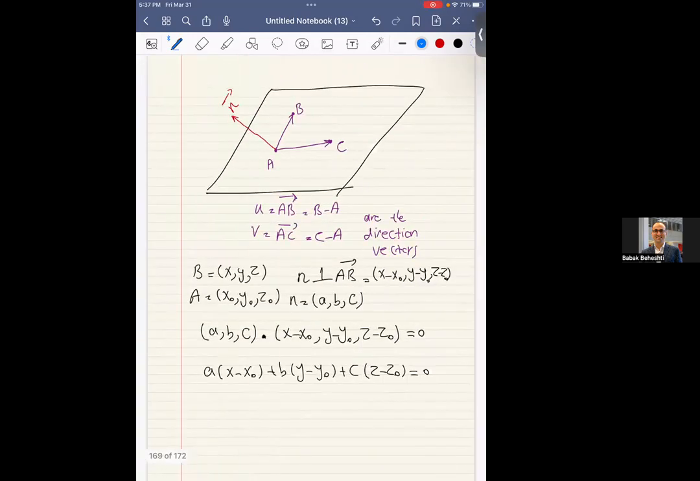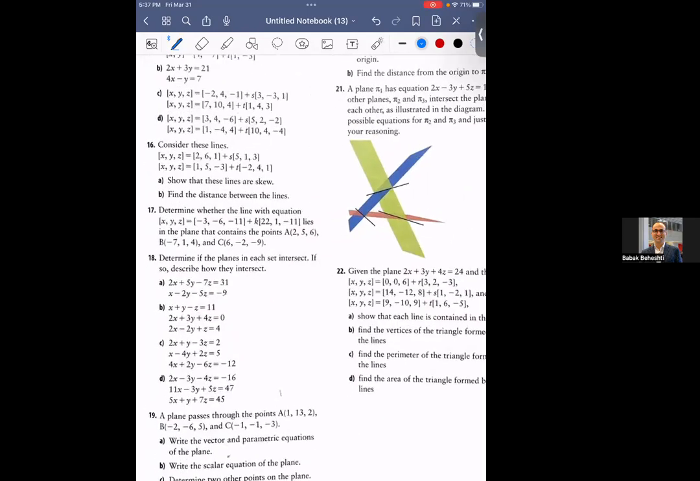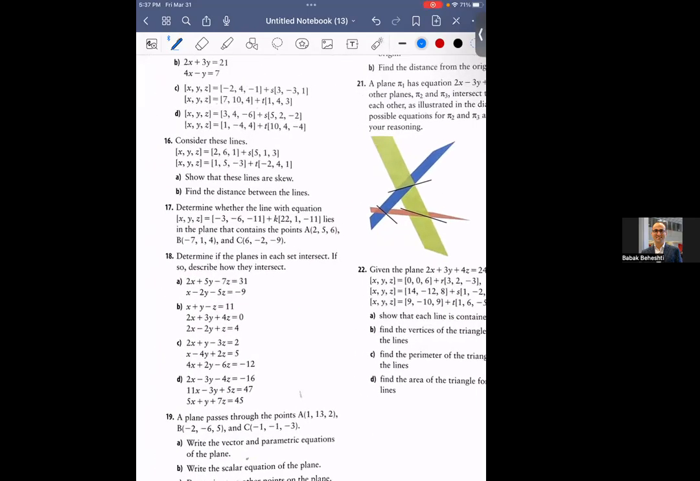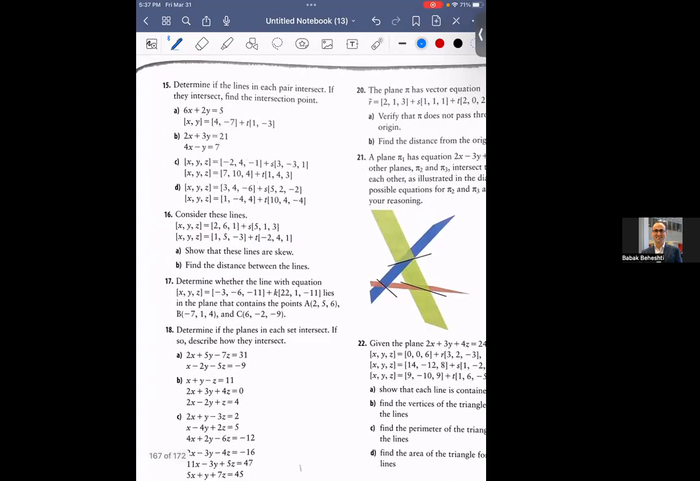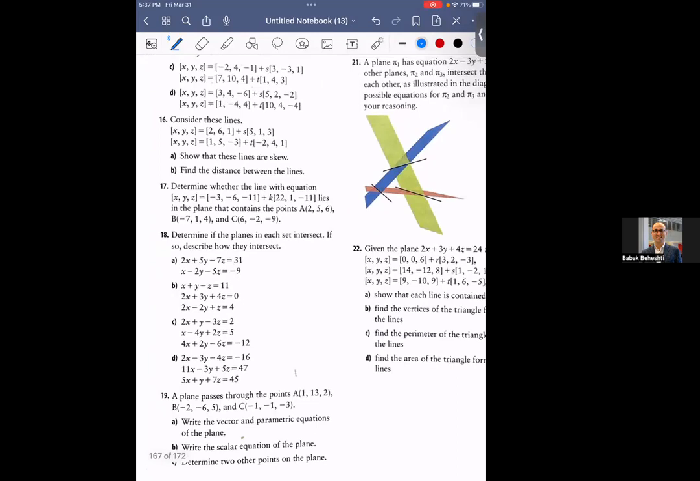If you have two planes and you want to see, for example, let me look at this question 18a. It says to determine if the planes in each set intersect. If so, describe how they intersect.